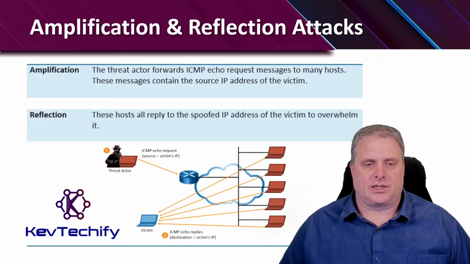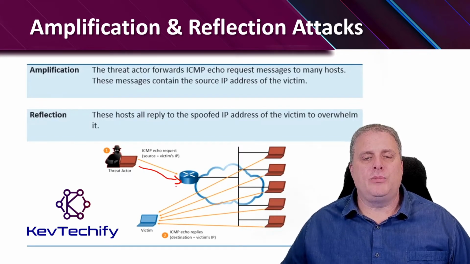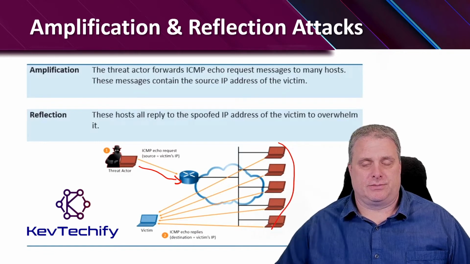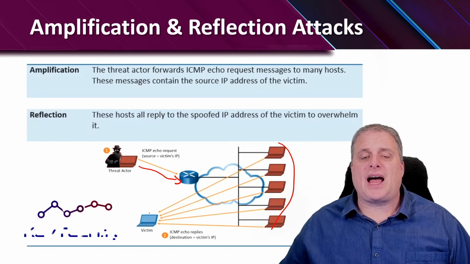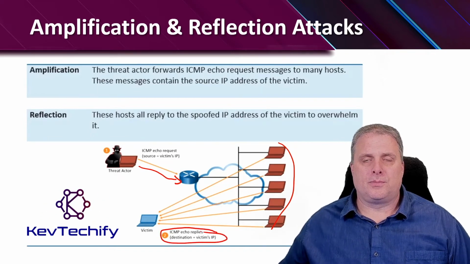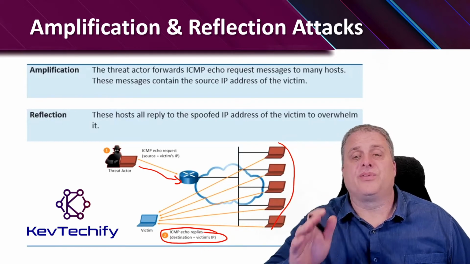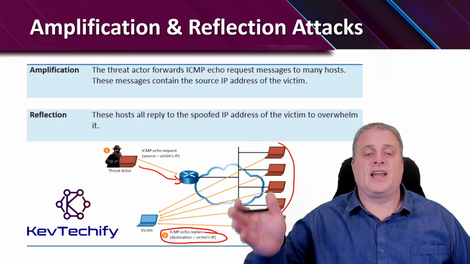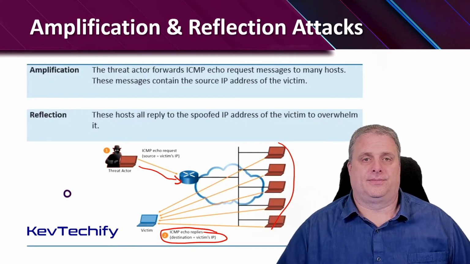It happens like this. The message goes out. It could be a broadcast, it could be a multicast to a bunch of machines. That message includes the spoofed IP address of the victim's device. And that's the reflection. All of those targeted ICMP echoes go to the victim.